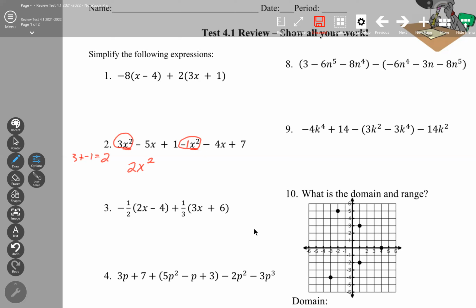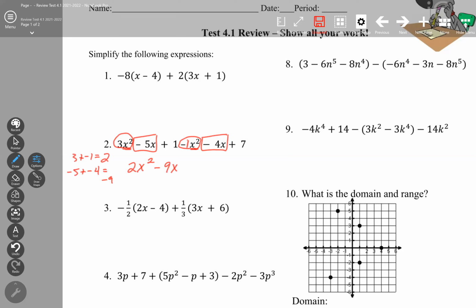And then the next thing that we're going to look at is the x term. So here I have a negative 5x, and I go through, and I see a negative 4x. And those go together because they're just x's. So negative 5 plus negative 4 would give you negative 9. So you would have negative 9x.